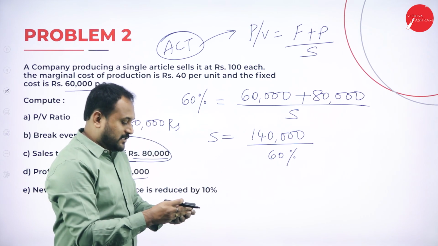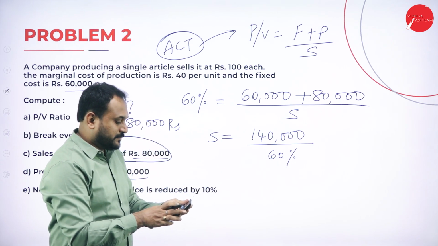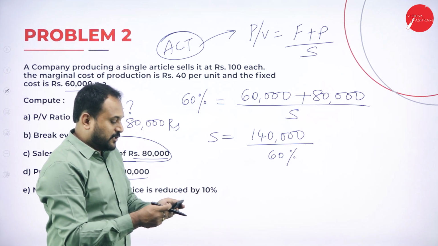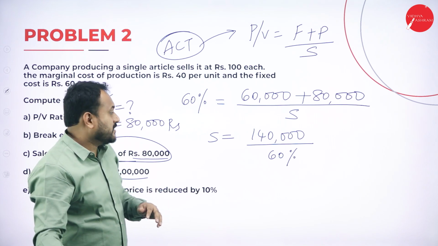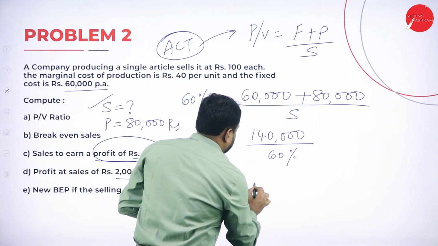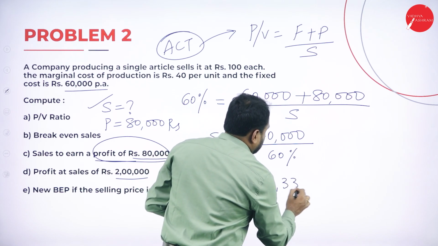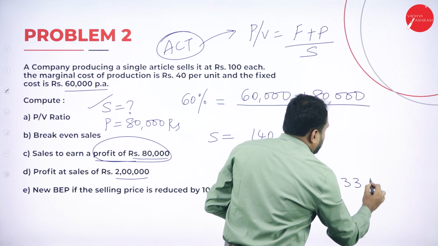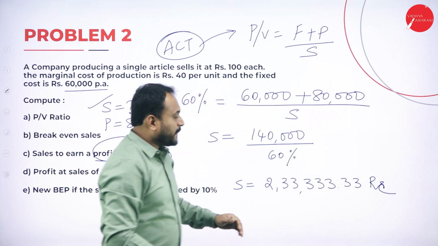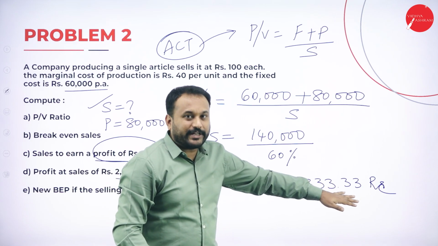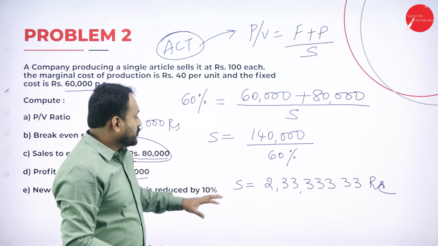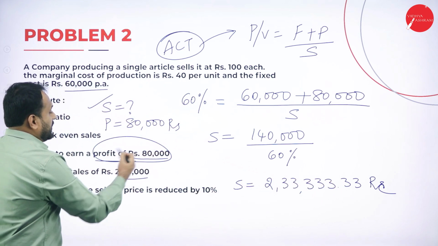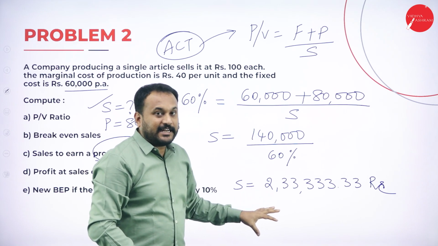So we need to calculate this. We have 1,40,000 divided by 60%. So it is 2,33,333. Sales is equal to 2,33,333.33 rupees. After decimal, you go with 2 digits, it's more than enough. So we got the sales this much. That means what? If you get a profit of 80,000, you will actually get the sales of how much?